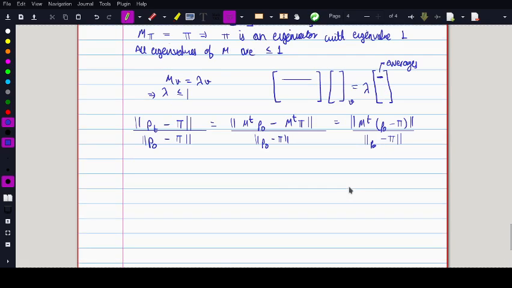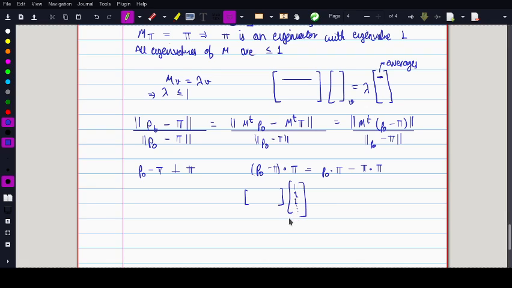Now we use another observation: P_0 minus π is perpendicular to π. How do we know that? Consider the dot product of P_0 minus π with π. What you get is P_0 dot π minus π dot π. Now P_0 is a probability distribution. Say you have some probability distribution and you multiply it with a vector of all ones. What will you be left with? And there's also a constant over here. So when you add all of these up, what you get is just 1.